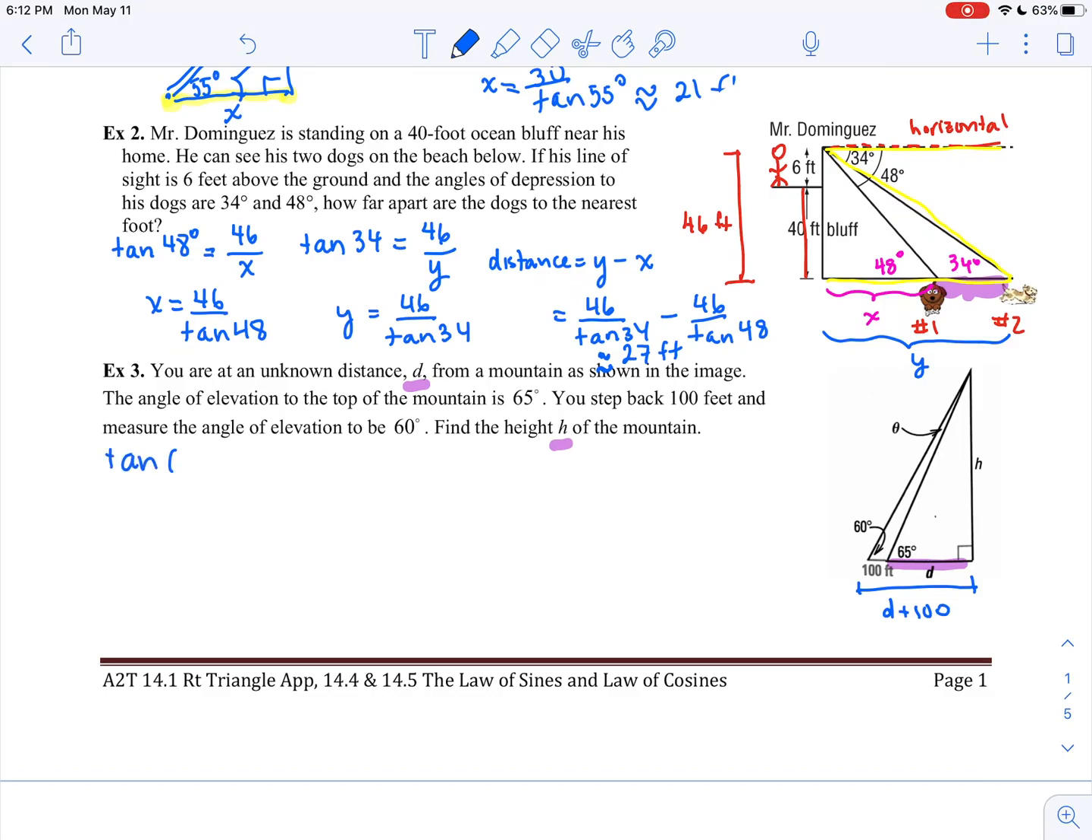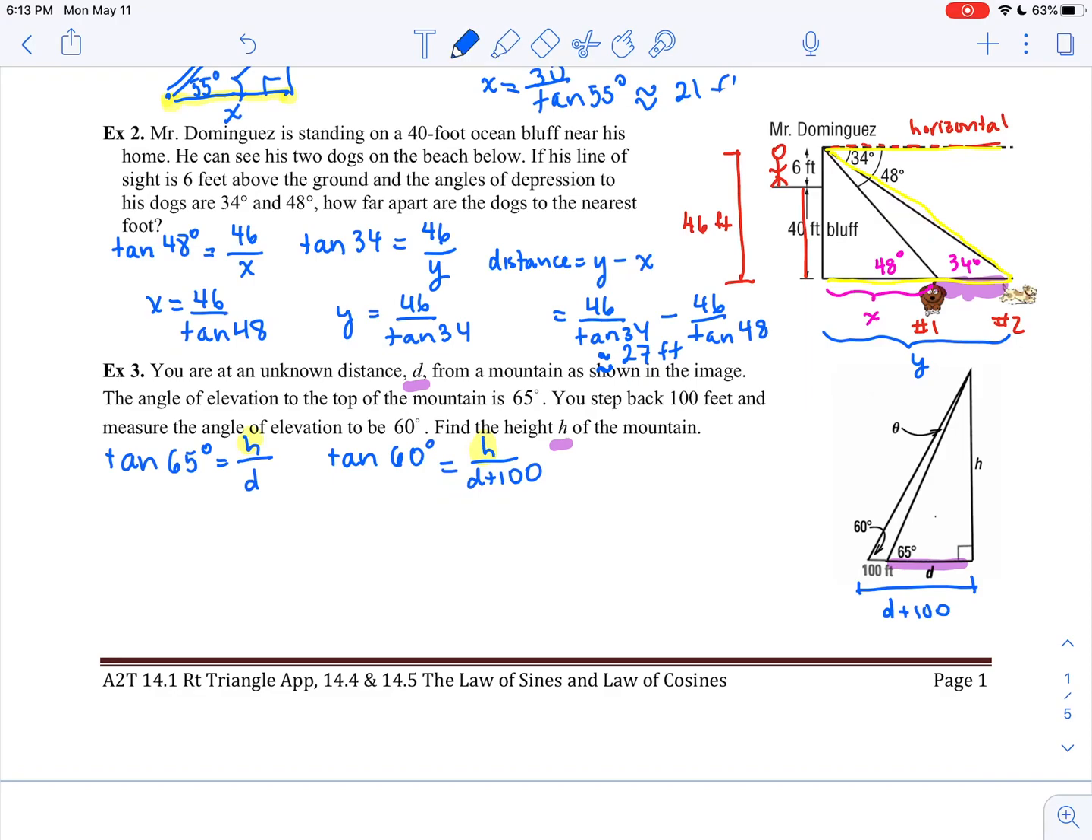So if I'm standing at 65 degrees, my initial position, and I'm having to incorporate h and d into my trig function, I'm going to use tangent, because tangent of 65 would get me opposite over adjacent, or in other words, h over d. Similarly, if I use 60 degrees as my vantage point and I use tangent, I would get a relationship of opposite h over adjacent, which is d plus 100. Notice that in both of these equations, we have a common variable of h.